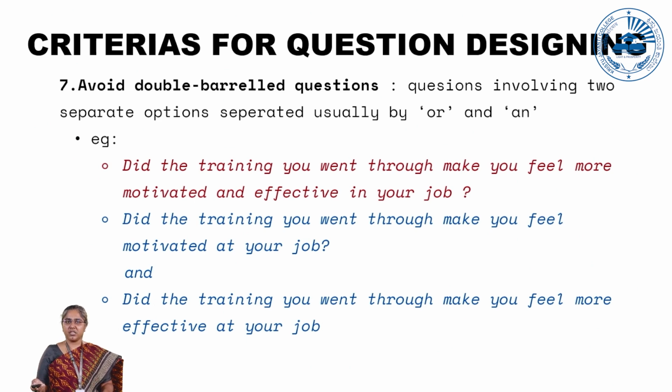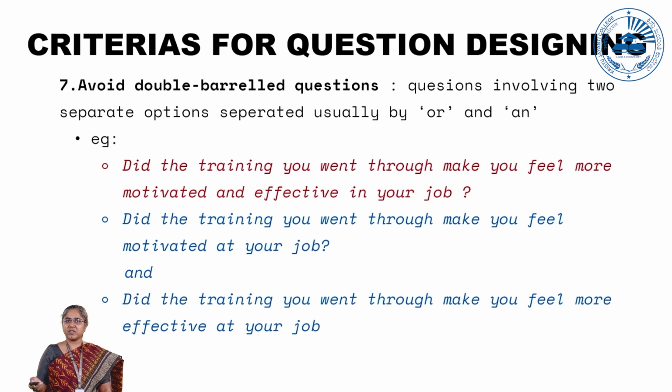So two differing variables. Such kind of questions cannot be answered truthfully by the respondent, because some of the respondents might be motivated by the training while others may be effective in their job. They might not have felt motivated by the training. So to avoid such kind of questions, you can split them into two and give them as separate questions. Like, did the training you went through make you feel motivated at your job? And as another question, did the training you went through make you feel more effective at your job? So this is the seventh criteria, which is to avoid double-barrel questions.